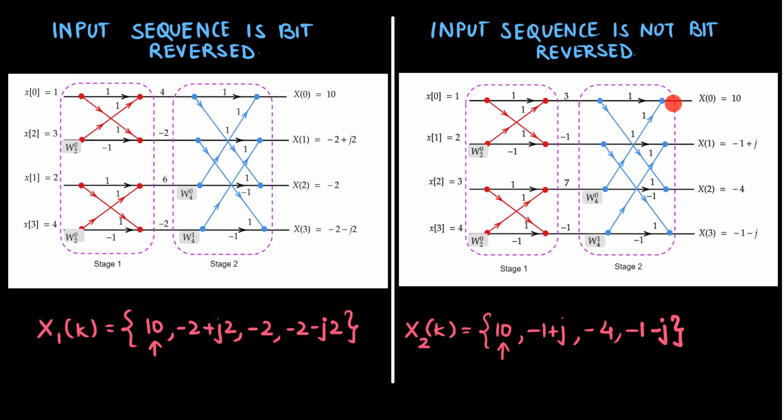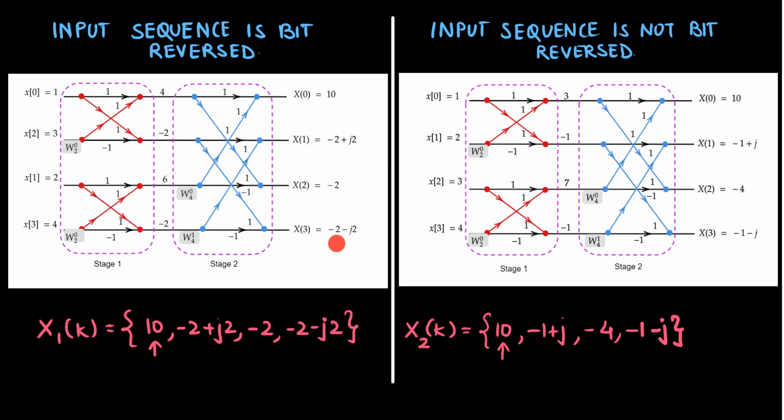Now at this point the output would be 3 plus 7 into W4 to the power 0, so that comes out to be 10. At this point it would be minus 1 minus W4 to the power 1, so that comes out to be minus 1 plus j. At this point it would be 3 minus 7, so that comes out to be minus 4, and at this point it would be minus 1 into W4 to the power 1 into minus 1, so that comes out to be minus 1 minus j.